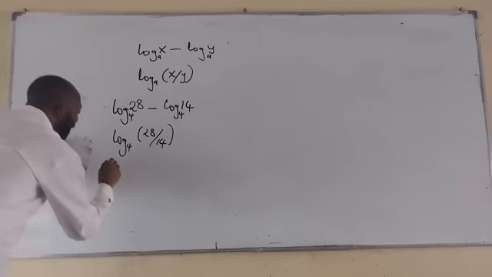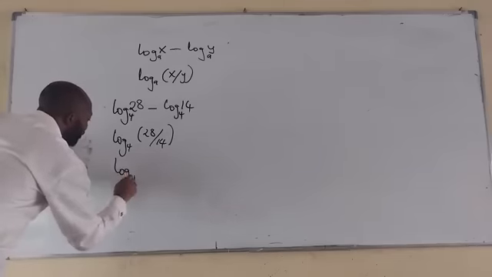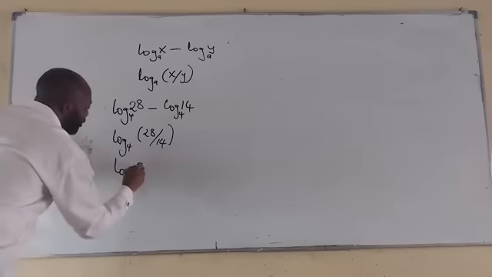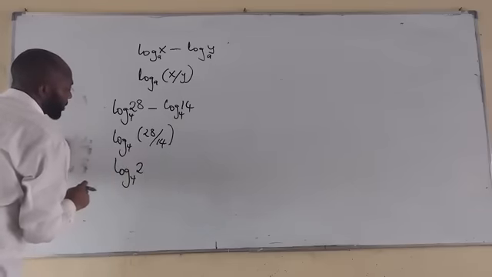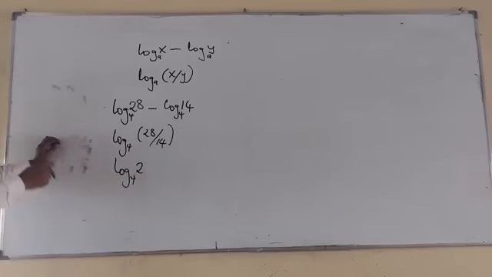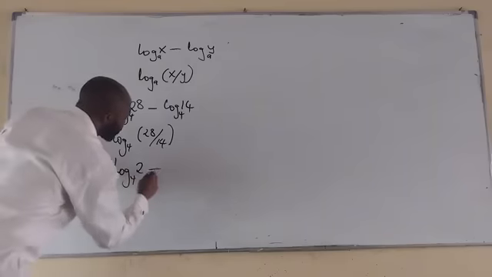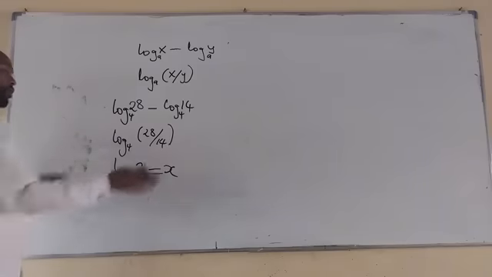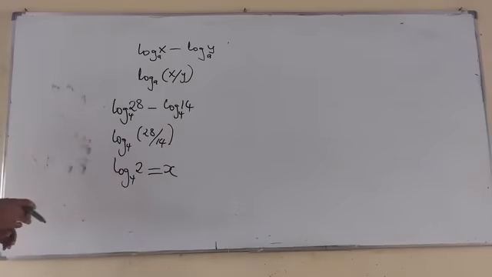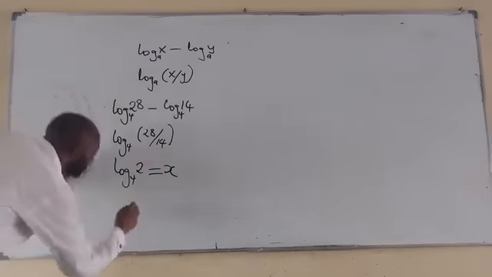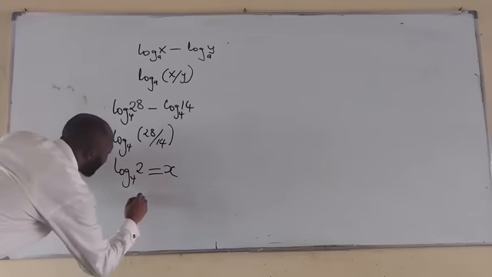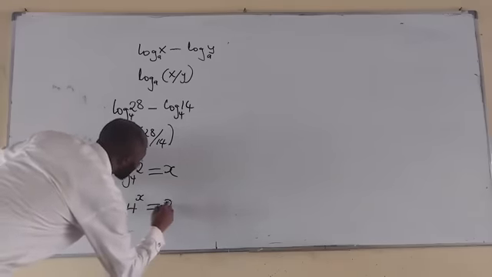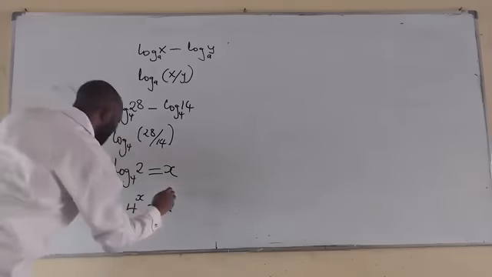And when I do that, I have my log in base 4 of 28 divided by 14, which is 2. So this is not all. We have to equate it to x, to know the number of times 4 can be raised to give us 2. So let's see the number of times that can be done. So this is my 4 raised to the power of x is equal to 2. Of course, 2 is raised to the power of 1.